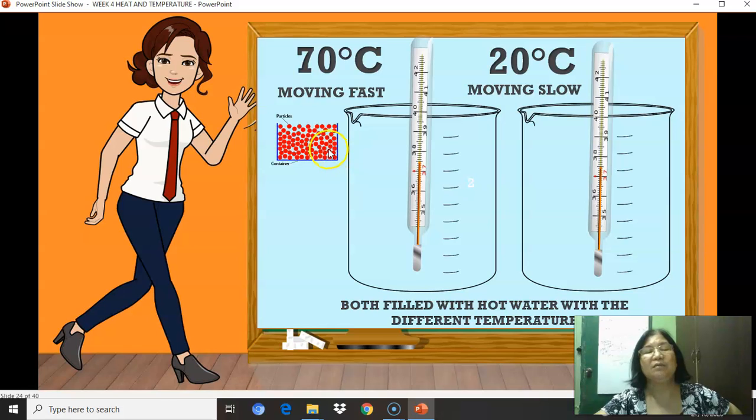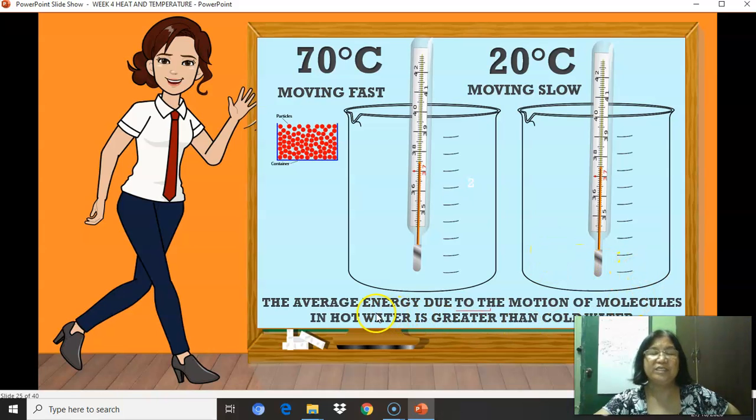temperature, meaning to say the molecules inside this beaker, like this, this is the representation of molecules. Since it is a liquid, there are spaces in between. They can move and they can follow the shape of the container. So, having a temperature of 70 degrees Celsius, the molecules are moving fast. They move fast because it is 70 degrees Celsius. So, the higher the temperature, the faster the molecules move. While at 20 degrees centigrade, it is moving slow because its temperature is lower.